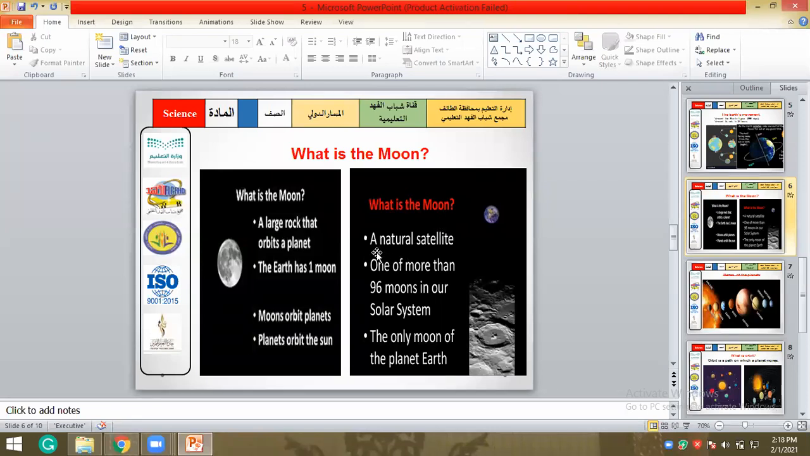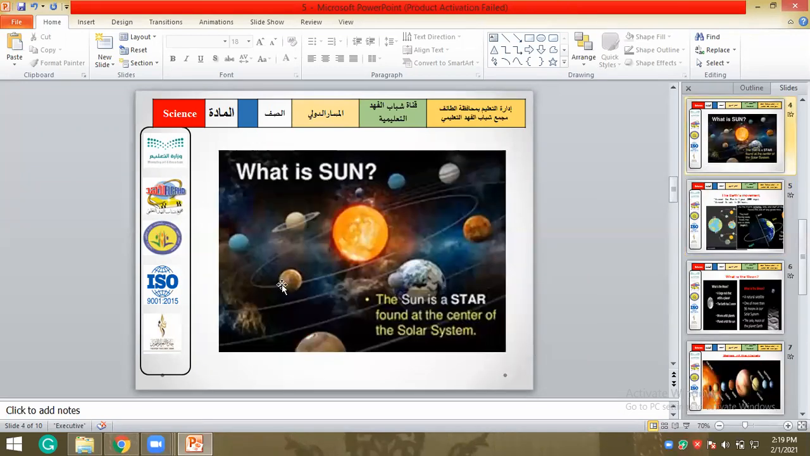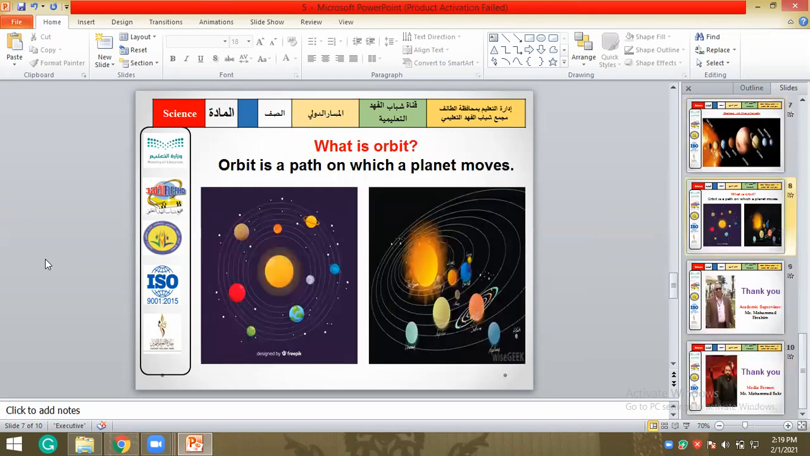What is the moon? A natural satellite, one of more than 96 moons in our solar system, the only moon of the planet Earth. So orbit means the way. Look, this is the orbit of a planet. Then this, then this. This is called orbit.